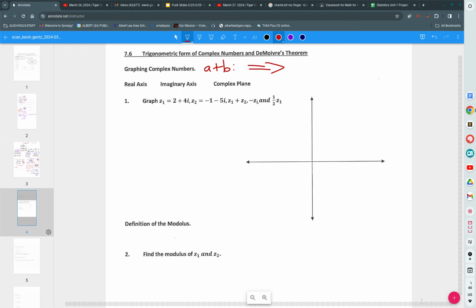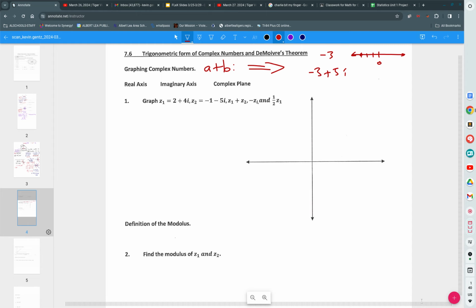Suppose that I asked you to graph the number negative 3 on a number line, okay? That's no big deal. I'm just going to make a number line, plot 0, and go back 3 units, and that's negative 3. Well, what about negative 3 plus 5i? That's a complex number. Where does that fit on the number line? It doesn't fit on the real number line.